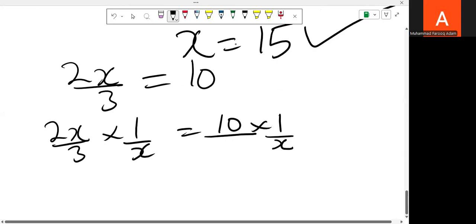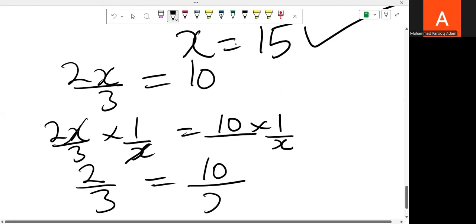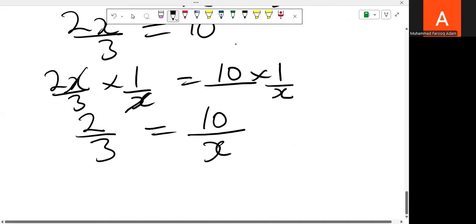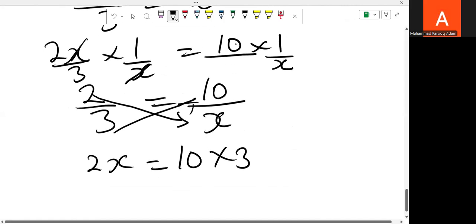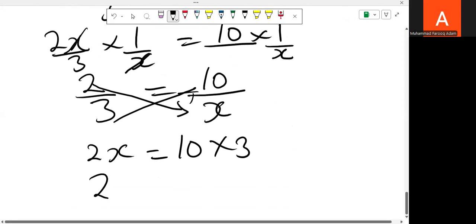which is also like this, x is cancelling out this x. So we have 2 over 3 is equal to 10 over x. And still giving us the same thing. We cross multiply. If we cross this out, we say 2x is equal to, we cross this out to the opposite side here, and we say 10 multiplied by 3. We have it as 2x is equal to 30, the same thing.